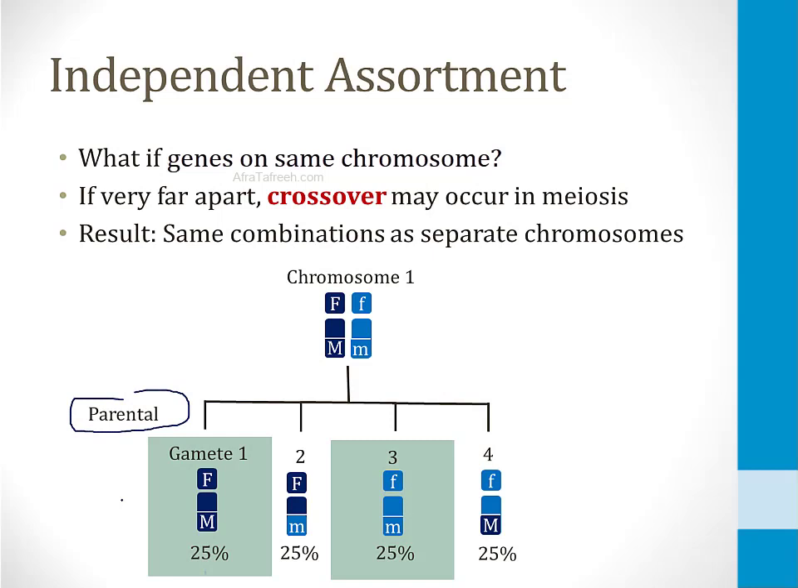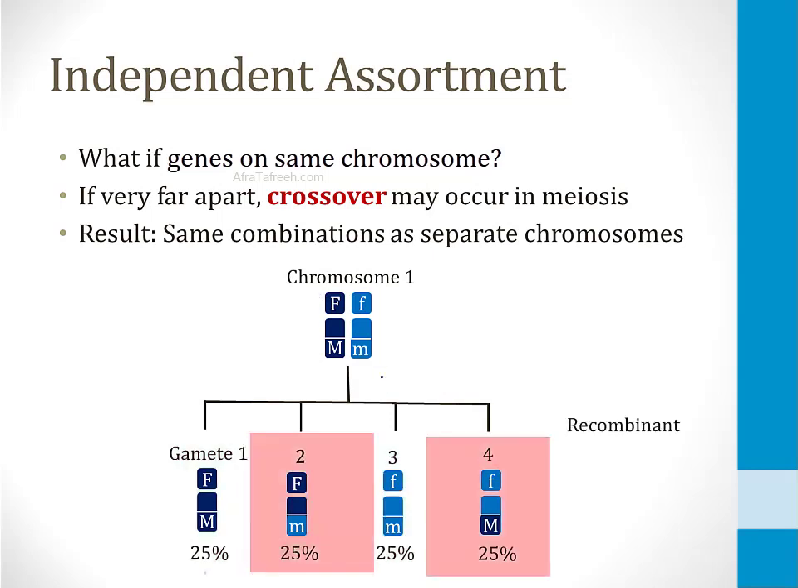In other words, there's a 50% chance that a gamete will have either a capital F, capital M gene, just like we found in the parent, or a lowercase f, lowercase m gene, just like we found in the parent. There is also a 50% chance that the gametes will have what's known as recombinant versions of the F and M gene.